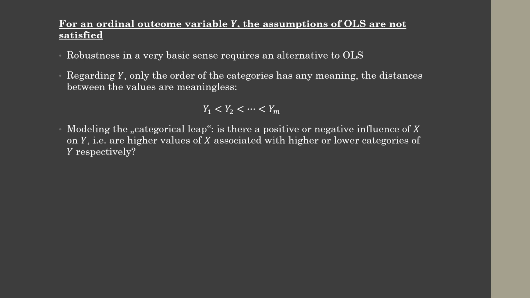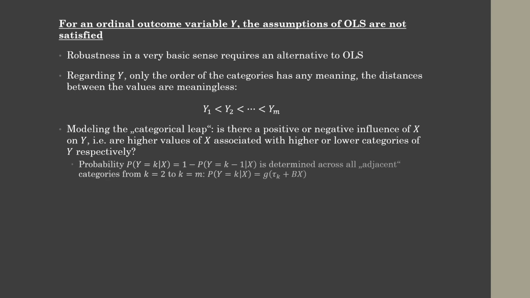Now, instead of modeling y on a continuous value range, we're modeling the leap from one category of y to another. A positive or a negative effect of x on y then means that the higher the value of x, the higher or lower the category of y predicted by the model, respectively. In detail, this is done by modeling the probability of y taking the higher category among all adjacent categories. As always, x is a vector of independent variables and b the vector of the respective regression coefficients.